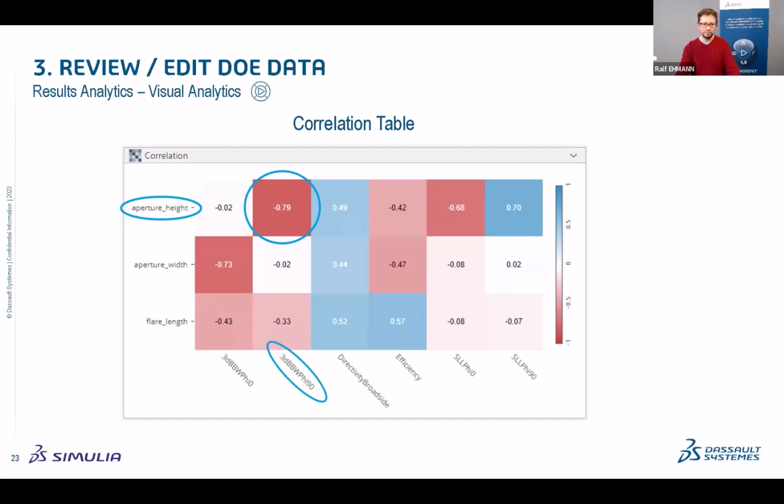In this case, aperture height has a strong influence on the beam width in the phi equals 90 plane, which is the E plane, and the red indicates they are inversely proportional. Those of you who are familiar with horn antennas would know this means an increase in aperture height will result in a decrease in the E plane beam width.